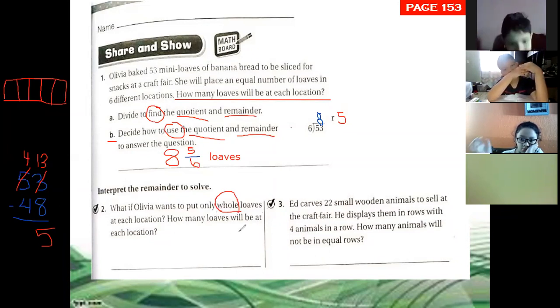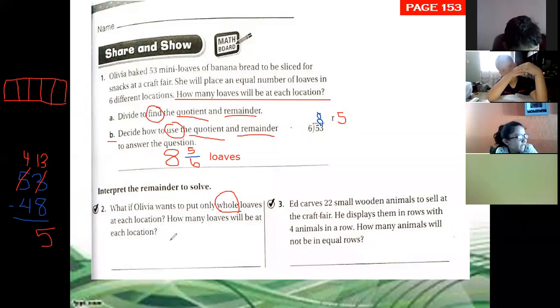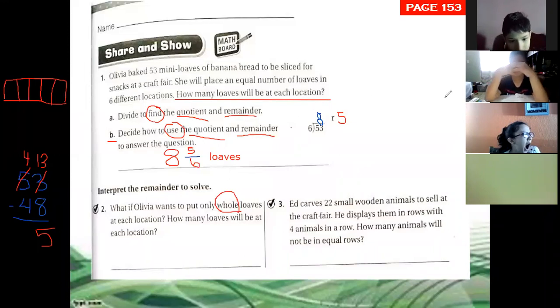So how many loaves will be at each location if she wants to put just whole loaves? How many? The same division has the answer.